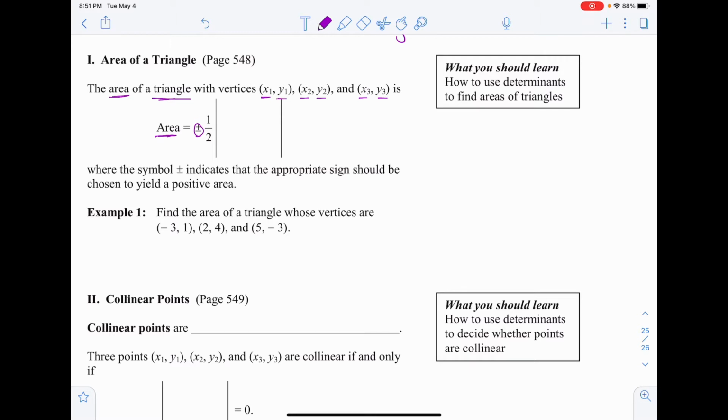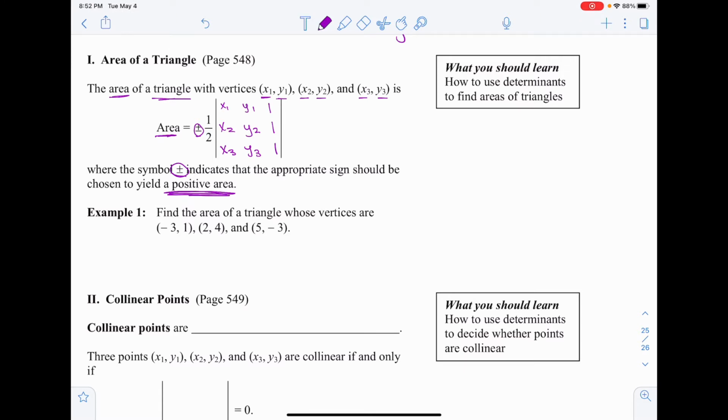1/2 times, and then this is how we put the information into the matrix. x1, y1, 1. x2, y2, 1. x3, y3, 1. So again, the plus or minus symbol indicates the appropriate sign to make sure that we have a positive area. So basically, we find the determinant of that 3 by 3 matrix and multiply it by 1/2, either plus or minus, to give it a positive value for area.